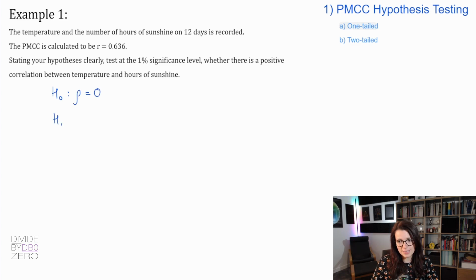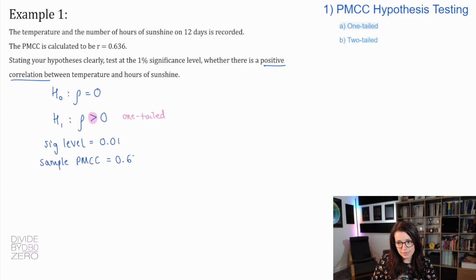And H1, in this case, we're testing for a positive correlation. So let's put rho is greater than 0. This is a one-tailed test. So our significance level is going to be 0.01 from the 1%. The next thing I like to write down is what the sample PMCC was. And in this case, it's 0.636. And that's just coming from the question there.